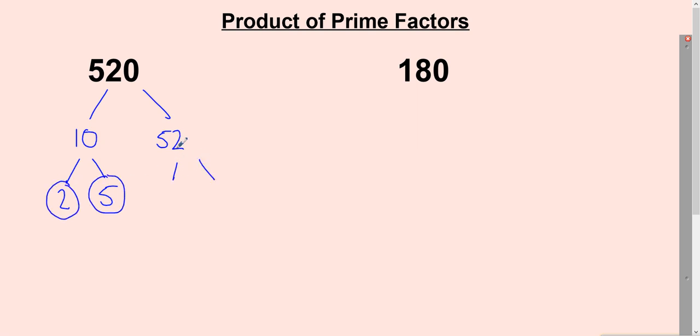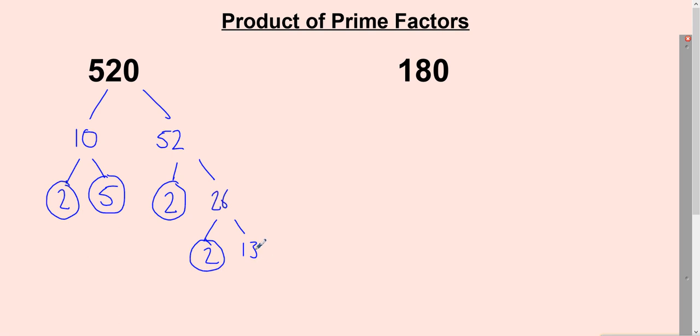52 is even, ends in a 2, so we can divide it by 2, and we get 26. 26 is even, it can then be divided by 2, it gives us 2 and 13. 2 is still prime. 13, however, cannot be divided by 2 or 5 or 10. It doesn't end in 0, 2, 4, 6 or 8. 1 plus 3 is 4, so it can't be divided by 3. And it doesn't divide by 7.